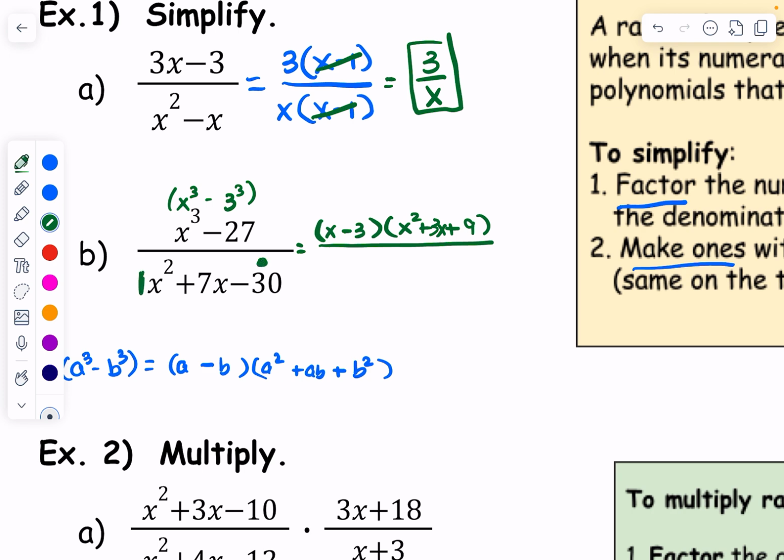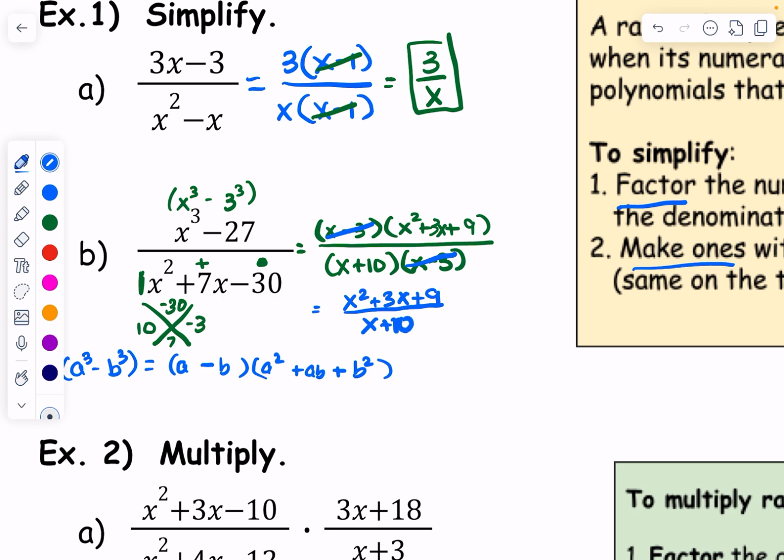So we just need to multiply to a negative 30 and add to a 7. We have to think about that for a second, and you might come up with a positive 10 and a negative 3. So this is x plus 10, x minus 3. This is nice because we have a common factor, and so we would be finished with x squared plus 3x plus 9 over x plus 10. Now remember, if it's part of a sum, it has to be in every single term, right?